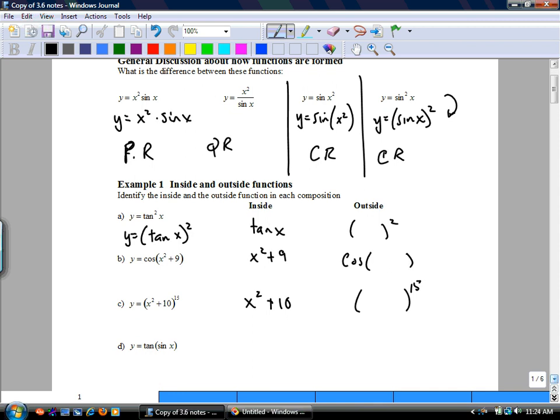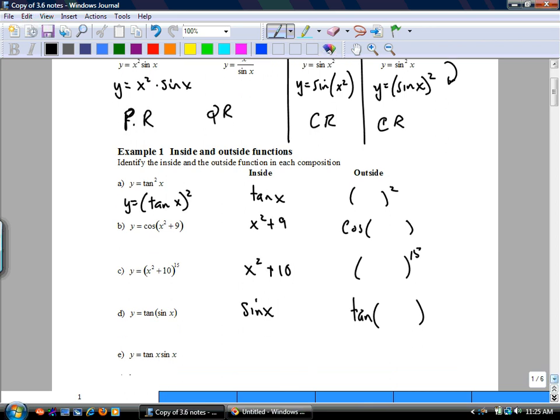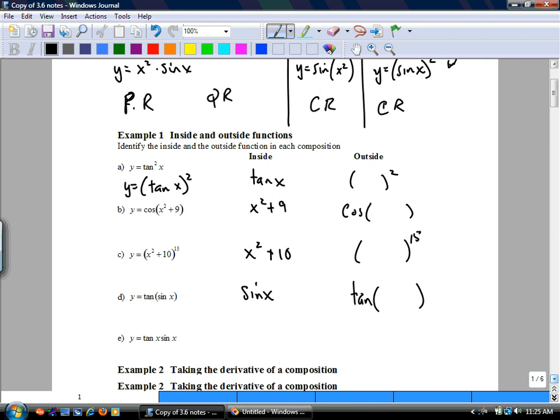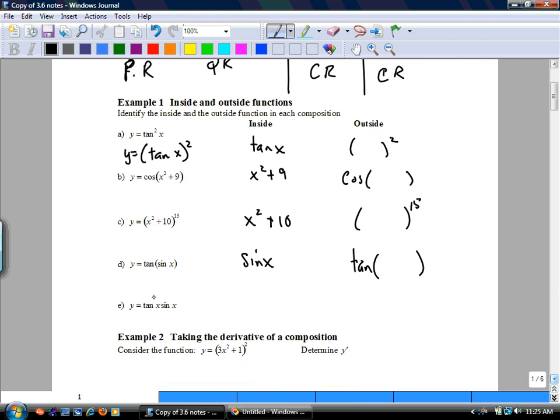Are there any more after that? Oh, tan of sine of x. So the inside is sine x, and the outside is tan of whatever. Ooh, E is being tricky. The inside is x, and the outside is tan of blah, sine of blah. It is crazy. But are we okay with identifying what the inside and what the outside is?